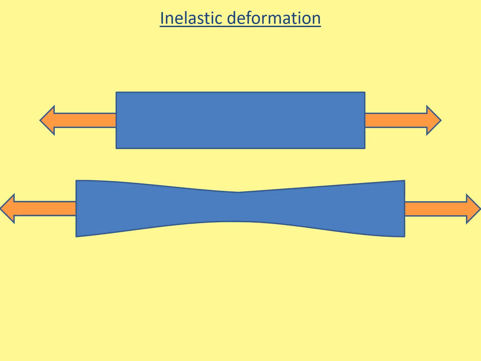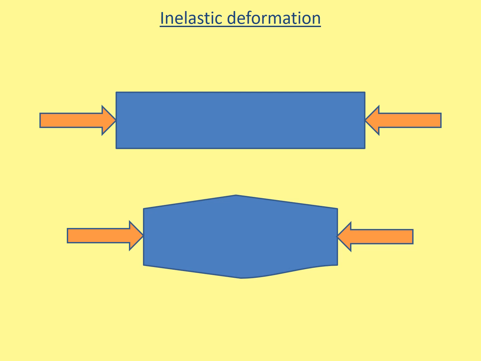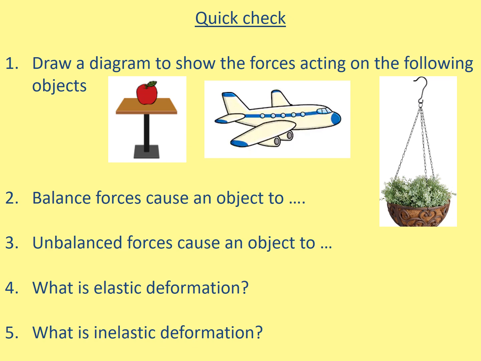Inelastic deformation is where an object is either stretched or compressed and it does not return to its original shape after the forces have been removed. So let's have a look. Two forces pulling on this object, it stretches, the forces are removed, but it doesn't go back to its original shape. Another example where forces are pushing on the object, it compresses, the forces are removed, but it doesn't go back to its original shape. That's inelastic deformation. Pause this video and have a go at the questions.